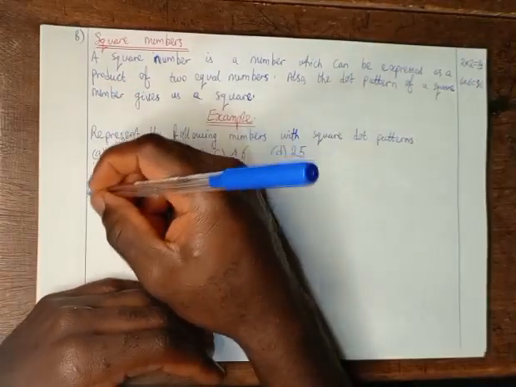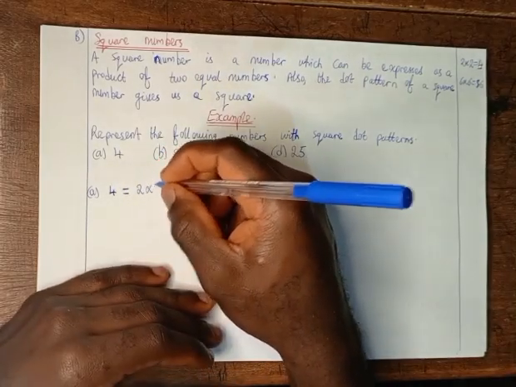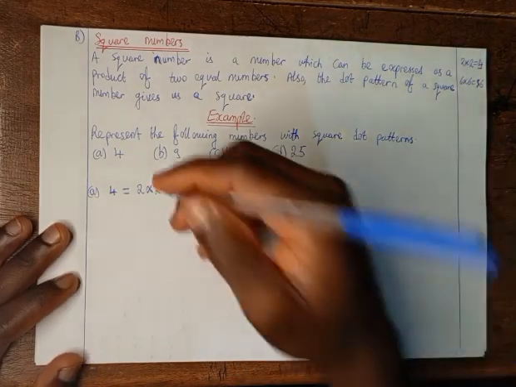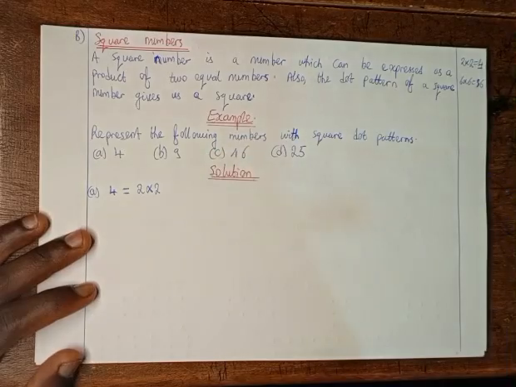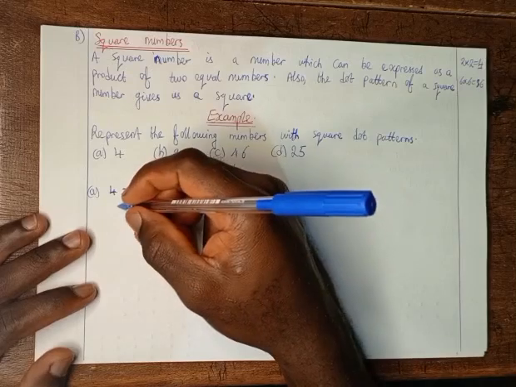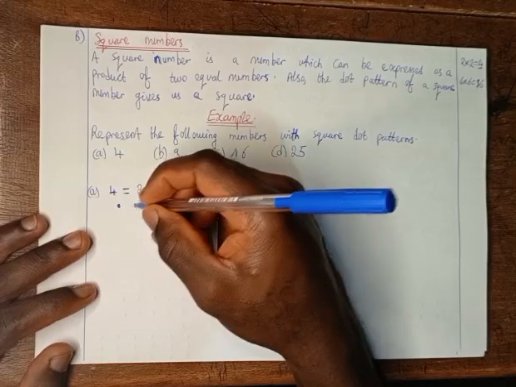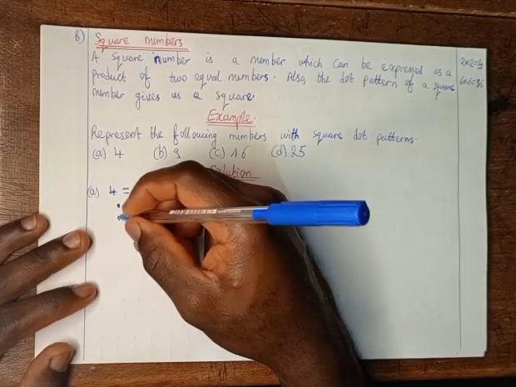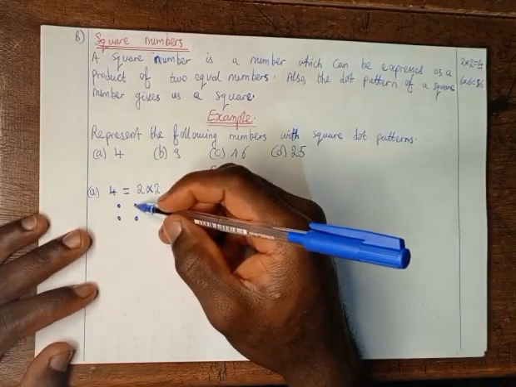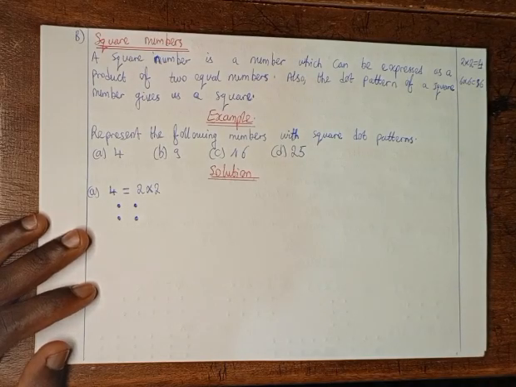Take A, we have the number 4. We know 4 can be expressed as 2 times 2. We are multiplying a number by itself. In this case, it simply means that in our dot pattern, we have 2 rows and 2 columns. We have 2 dots as such, and below the 2 dots we have 2 other dots. This is a square. All the 4 sides have 2 dots.